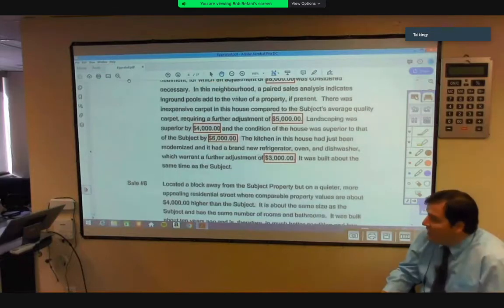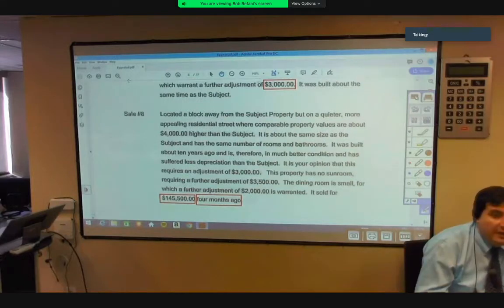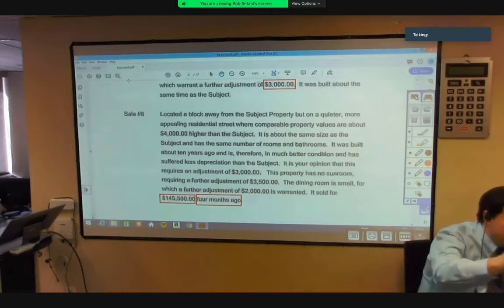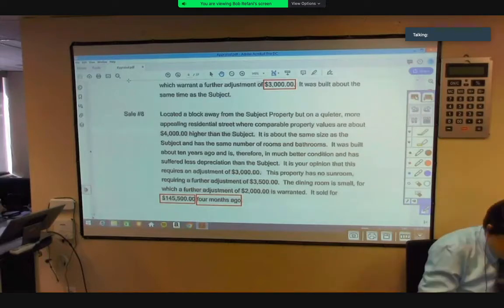Now, normally I don't do the second one and third one, but today I want you to read and find which is plus, which is minus. So can I ask you to read the second one? Yeah. Go ahead. Located a block away from the subject property, but on a quieter, more appealing residential street, comparable property values are about 4,000 higher than the subject. So is that plus or minus?